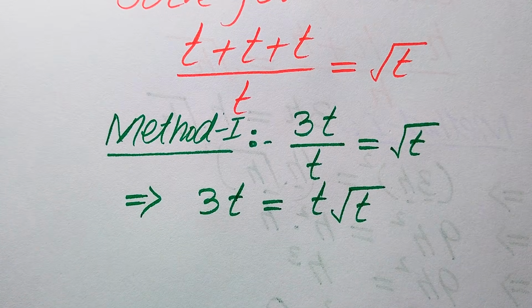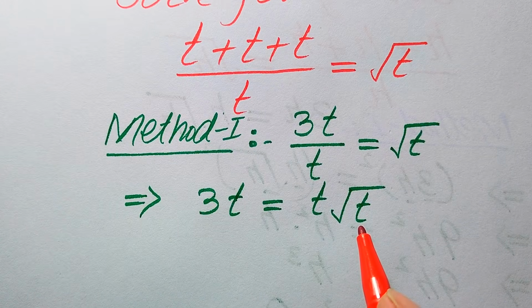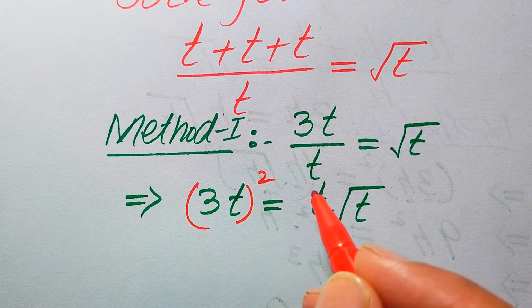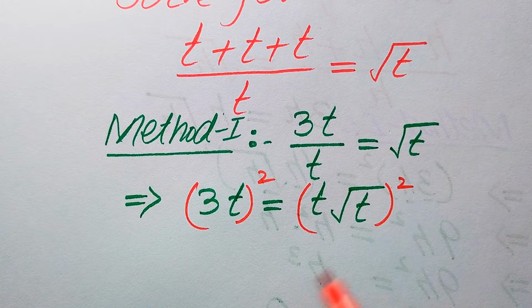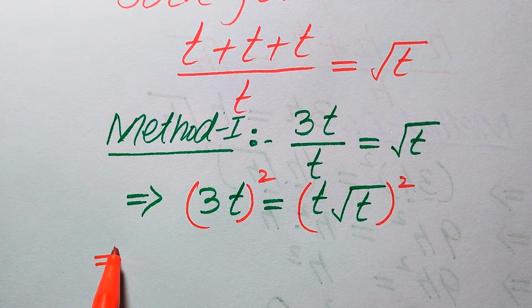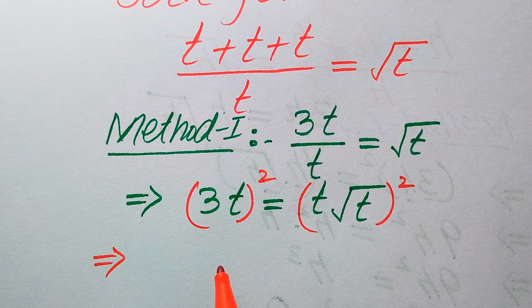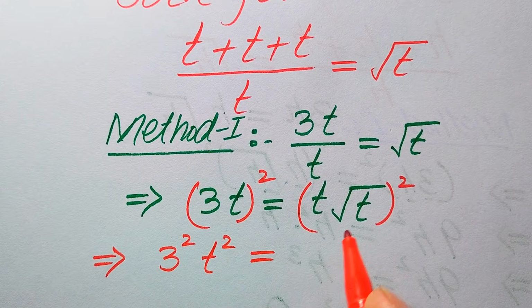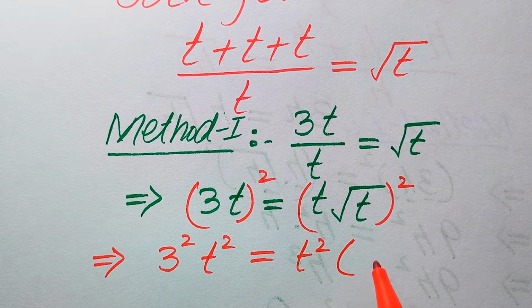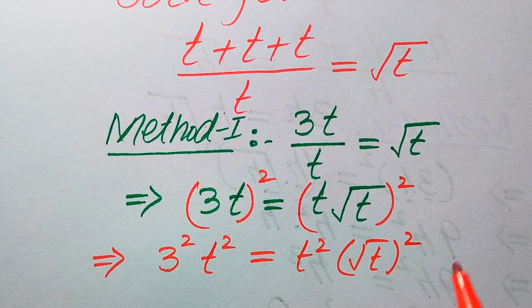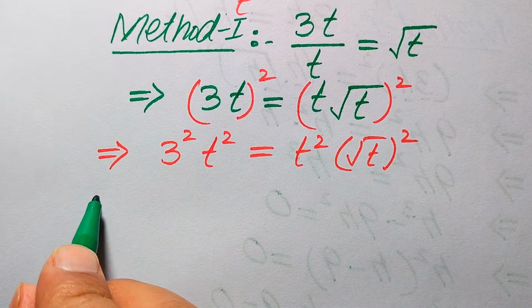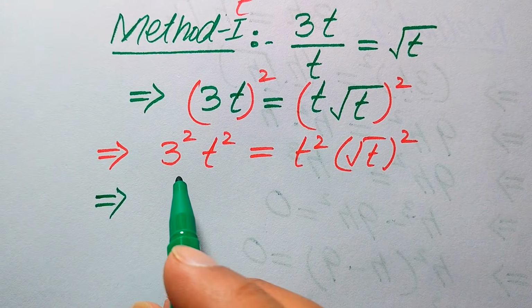And now our target is to find the values of t. For this we need to remove this square root sign from the right hand side. In order to remove the square root sign, we will apply squaring on both sides. Here we apply this square separately on both of these values, and it will be written as 3 square into t square equals t square into the square root of t whole square.